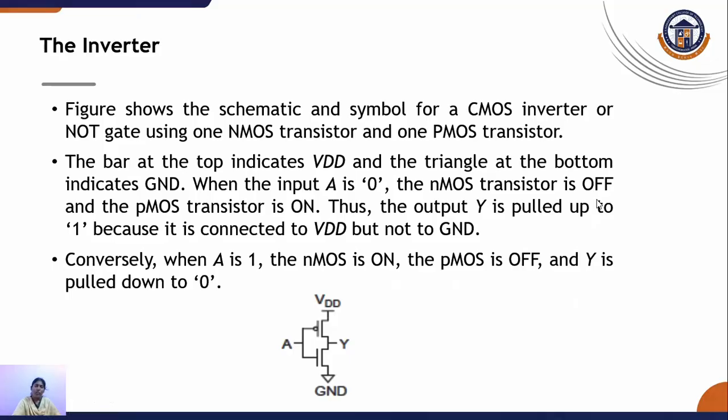CMOS inverter. Normally we know the concept of an inverter or NOT gate. What is the truth table of a NOT gate? When we give input value A equal to 0, output equals 1. When we give input value equal to 1, output value equals 0. Just the opposite value of the input. This is the concept of an inverter or NOT gate.